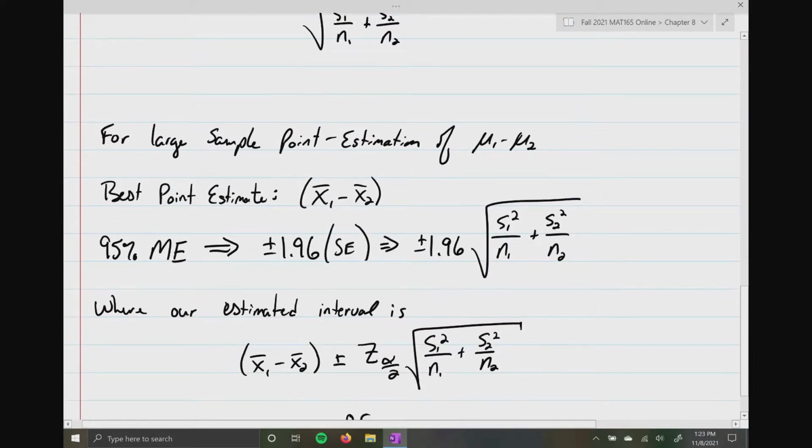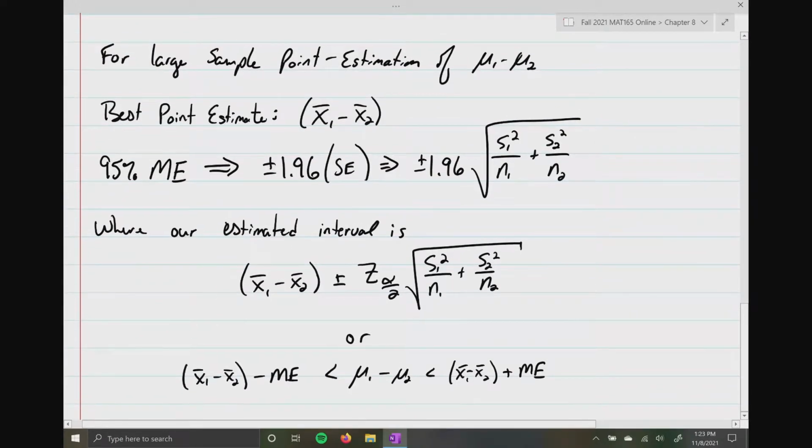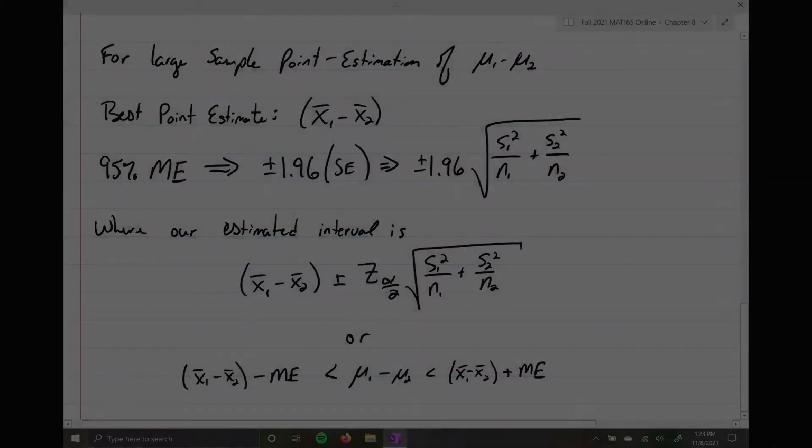And then lastly, for large sample point estimation, so if we want to create a confidence interval, our best point estimate is going to be x bar 1 minus x bar 2. And remember, and this is in your book because I got a bunch of emails about this, if they don't give you a confidence level, you assume 95%. Now, I'm not making that up at all. It's not like it's just a rule of thumb. It's in your book. Let me show you.